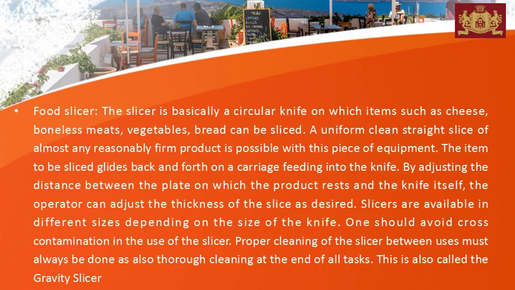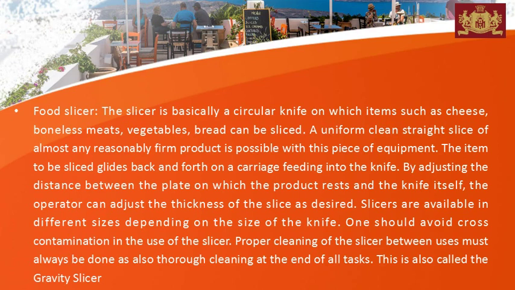Food slicer. The slicer is basically a circular knife on which items such as cheese, boneless meats, vegetables, bread can be sliced. A uniform clean straight slice of almost any reasonably firm product is possible with this piece of equipment. The item to be sliced glides back and forth on a carriage feeding into the knife. By adjusting the distance between the plate on which the product rests and the knife itself, the operator can adjust the thickness of the slice as desired.